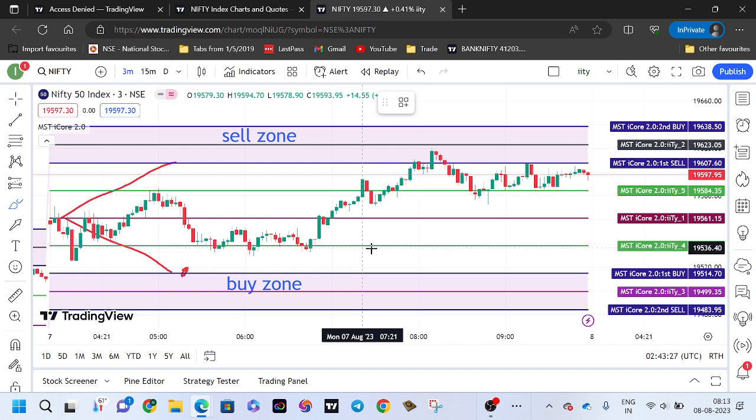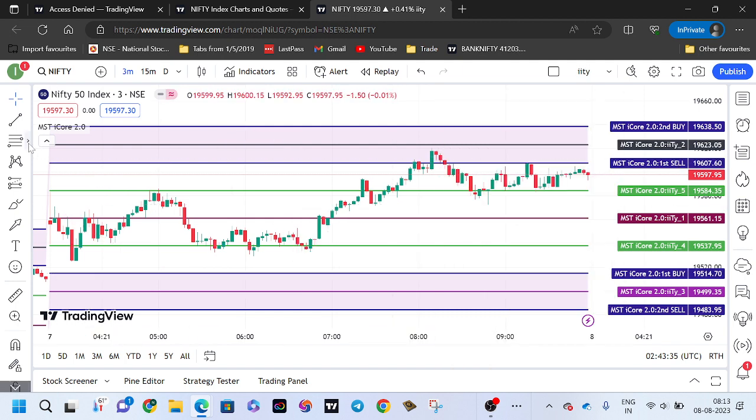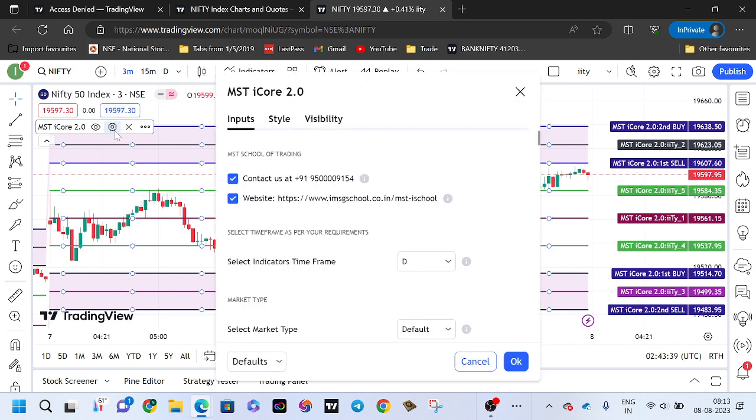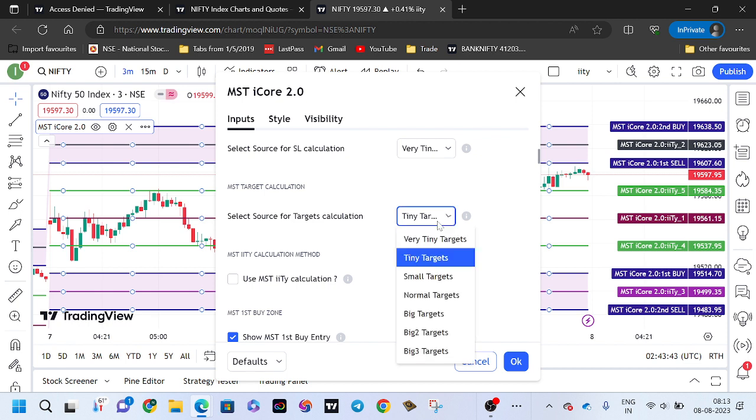So these 3 lines are just midpoints. But actually, where is the target? Actually, the target is here. Go to the indicator settings and click on the settings. Browse, scroll down, scroll down, scroll down.